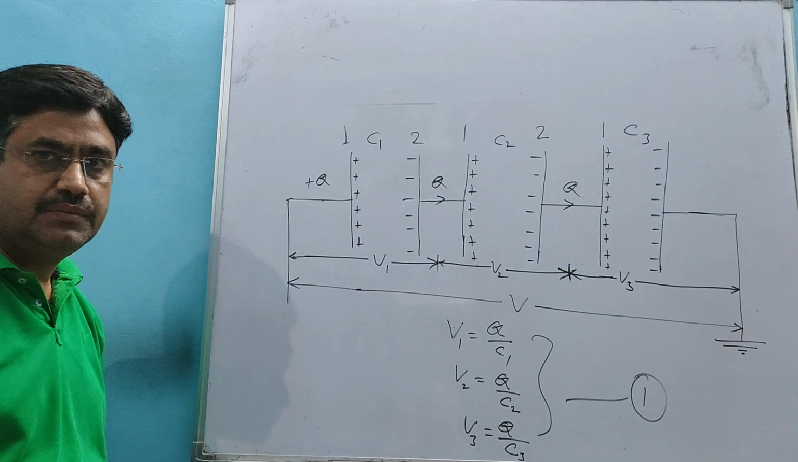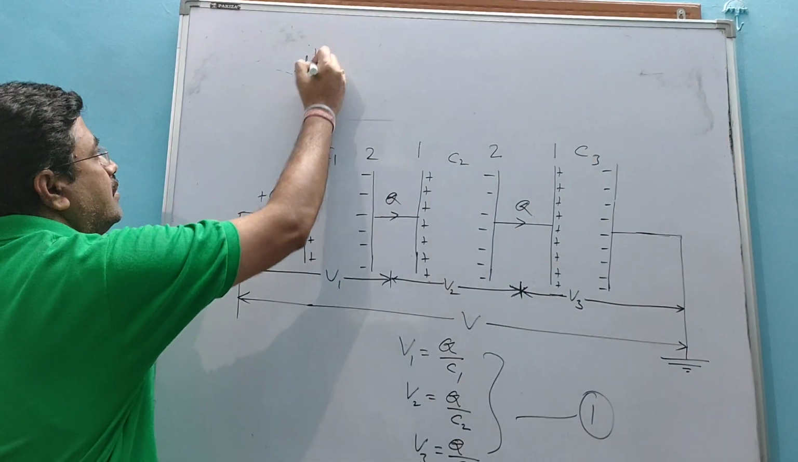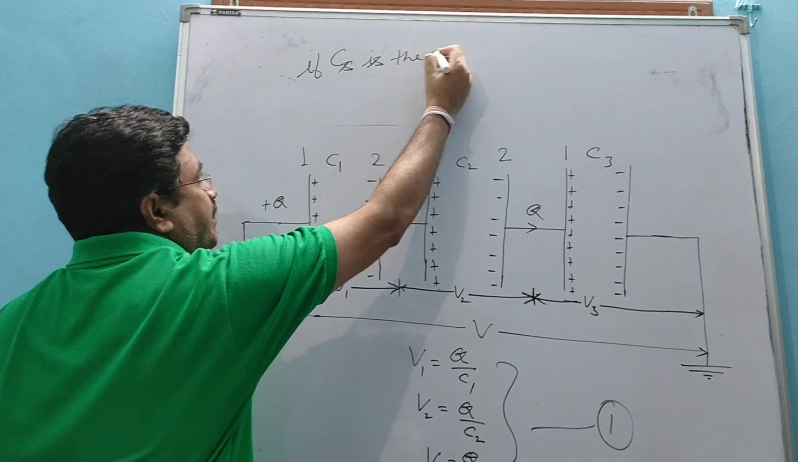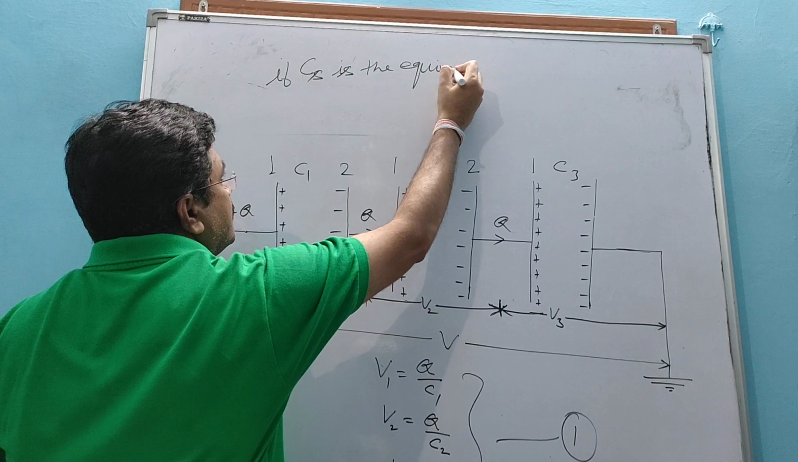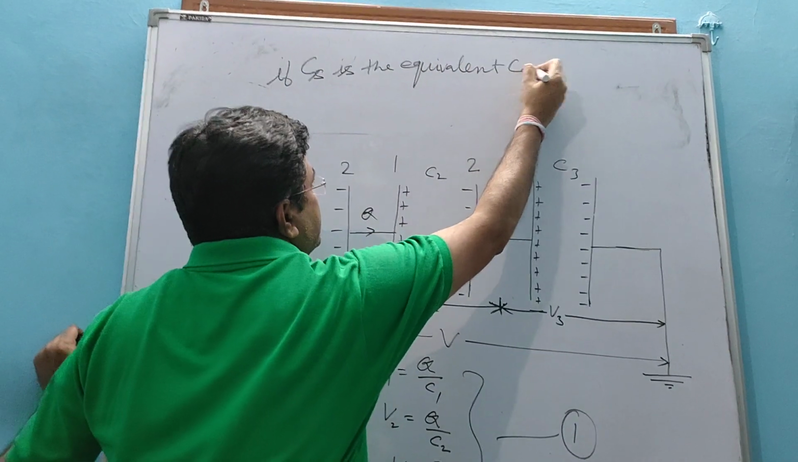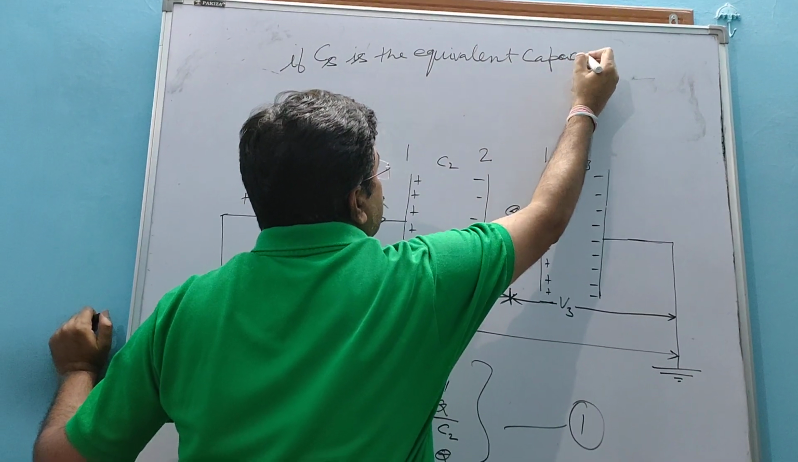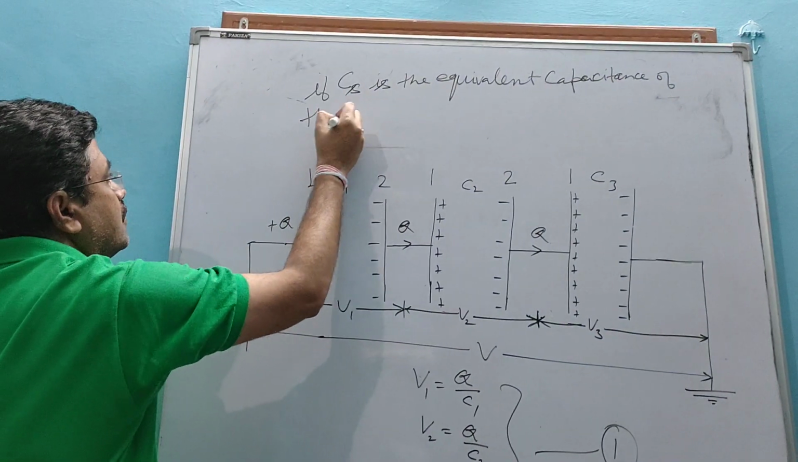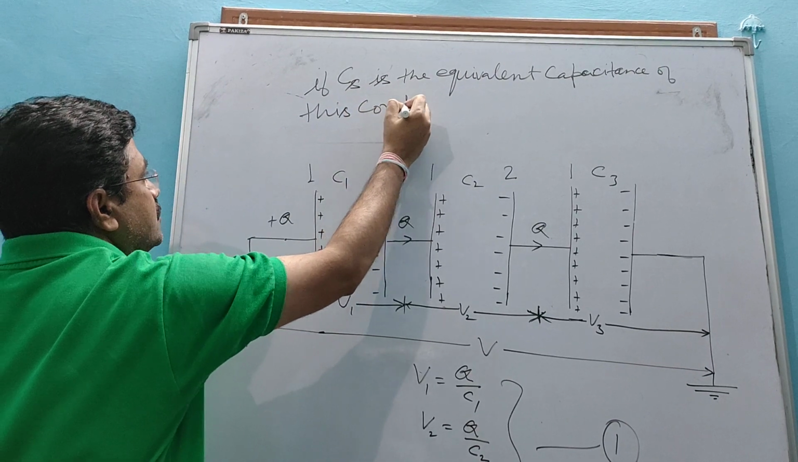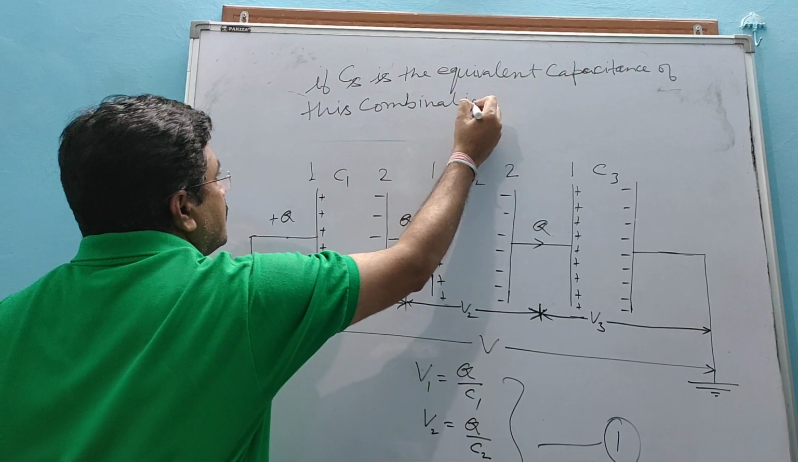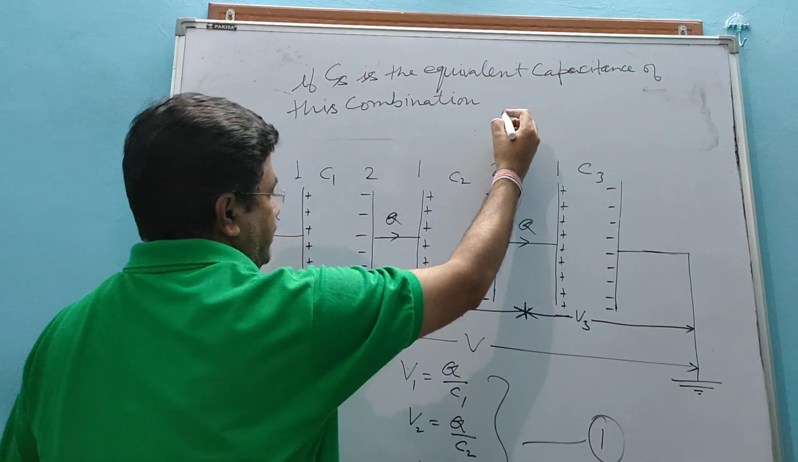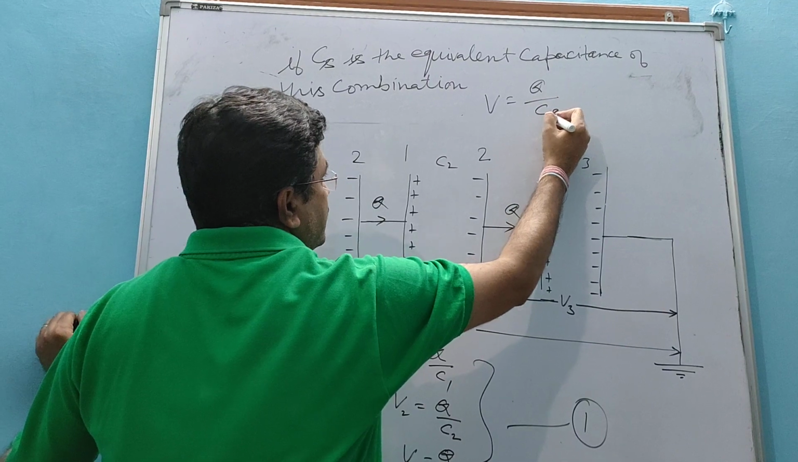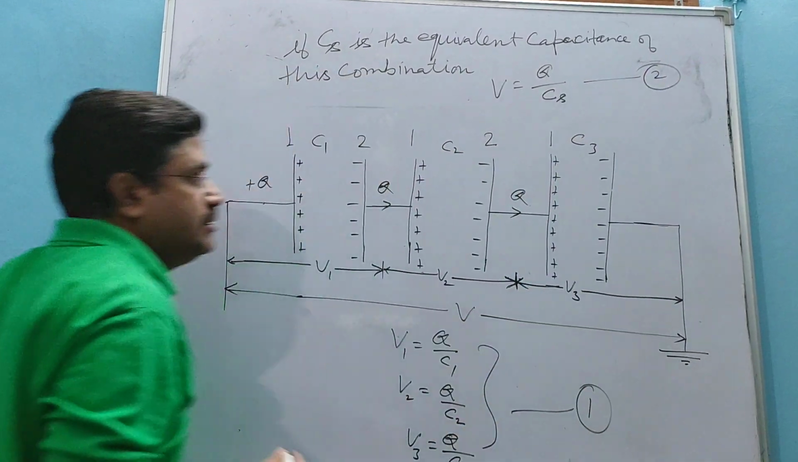If Cs is the equivalent capacitance of this combination, I can write V equals Q upon Cs.